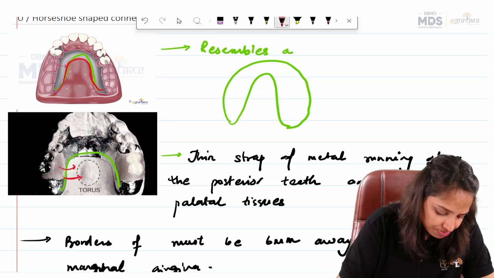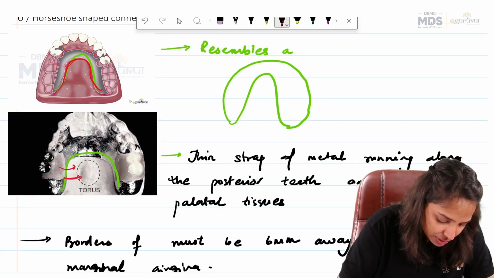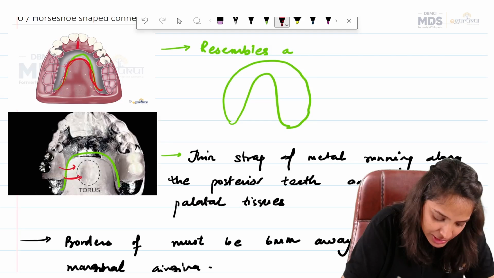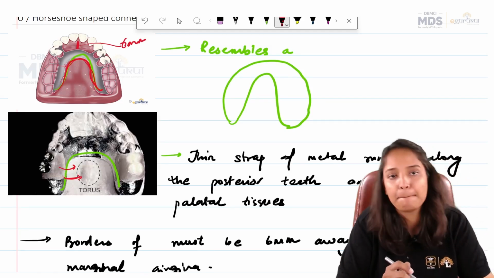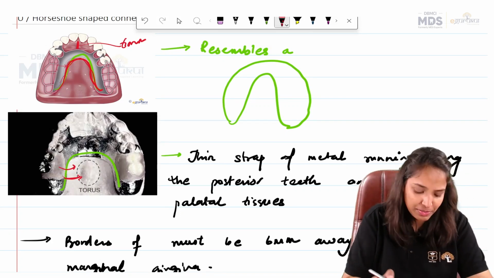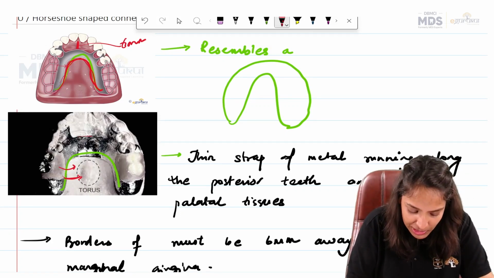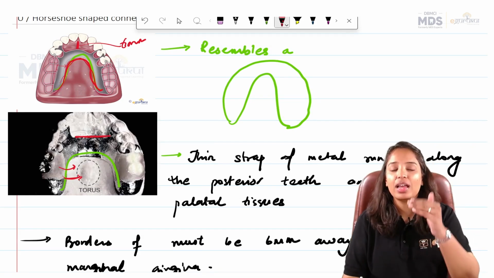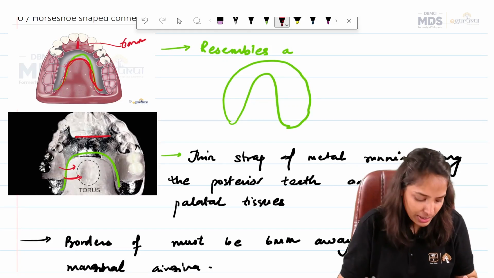Apart from that, if you notice, it runs along the posterior surfaces. It has to maintain this 6 millimeter distance from the marginal gingiva, which is absolutely necessary. Apart from that, it should always be present in the valleys of the rugae anteriorly. It should not interfere with the elevations of the rugae.